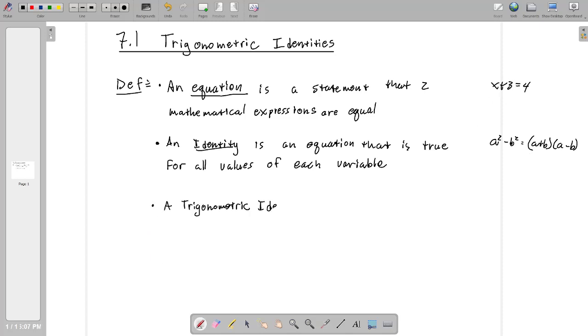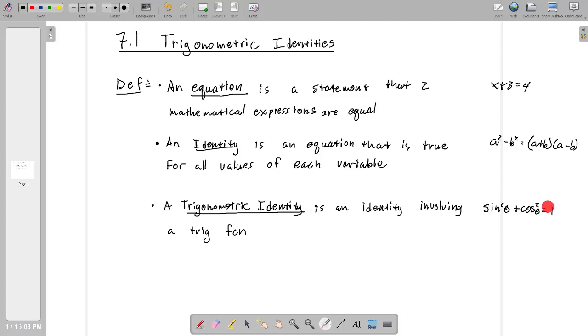A trigonometric identity is an identity that involves trigonometric functions. So we've already seen a few trigonometric identities, specifically the Pythagorean identity. Sine squared theta plus cosine squared theta is equal to 1. This is a trigonometric identity. It's true for any value theta. Now this is what we want to work with, these types of equations, these identities.